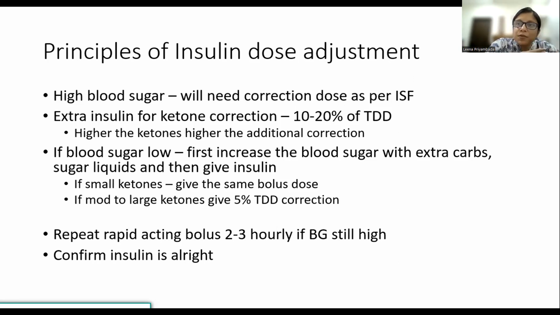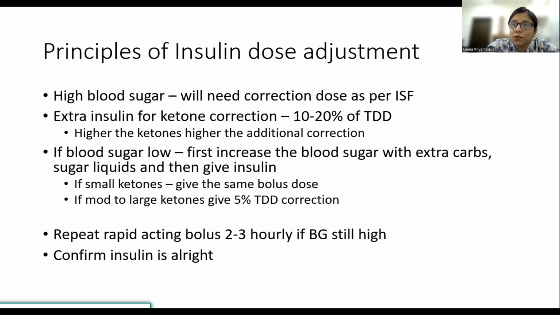Supposing the total daily dose is 20 units, 10% will be 2 units. So if my correction dose is coming to 3 units, I will add 2 units and make it 5 units. If you suspect that 5 units is too big a dose and my child may go into hypoglycemia, then you can give maybe 4 units and check. The important thing is that you are checking and rechecking the glucose and the ketones.